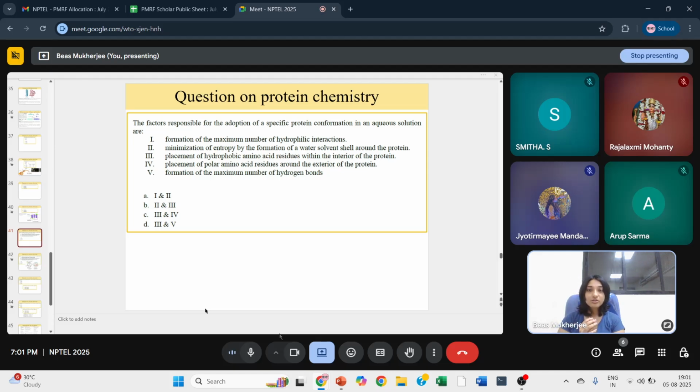So here they are asking you what are the different factors that are important to give a protein a particular conformation in an aqueous solution. What is a conformation? So see, the thing about proteins is very interesting. We see the structure of proteins as something very rigid, right? But in reality, proteins are not rigid at all. They are constantly moving like this.